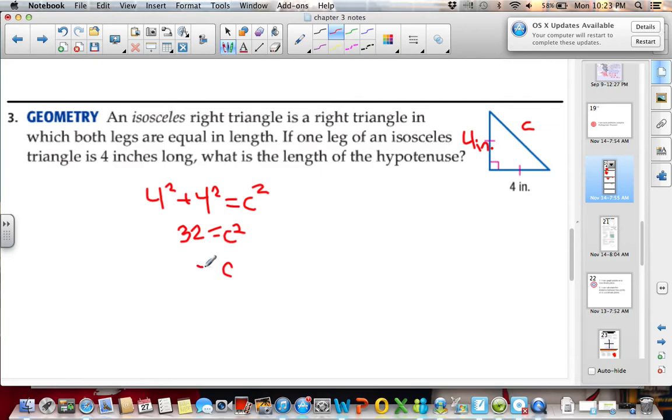C is approximately, because we take the square root of both sides, so the square root of 32 is approximately 5.66 inches. So over here then I will try to neatly write 5.66 inches.